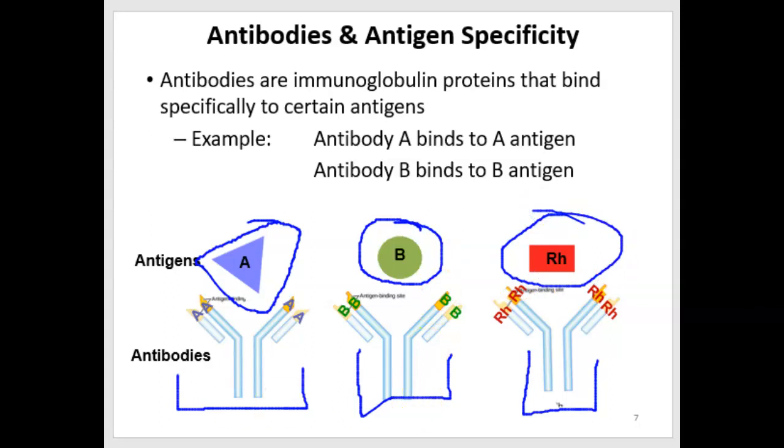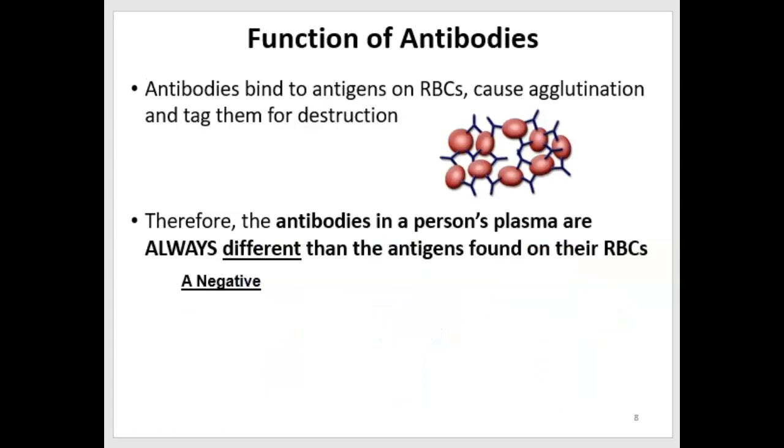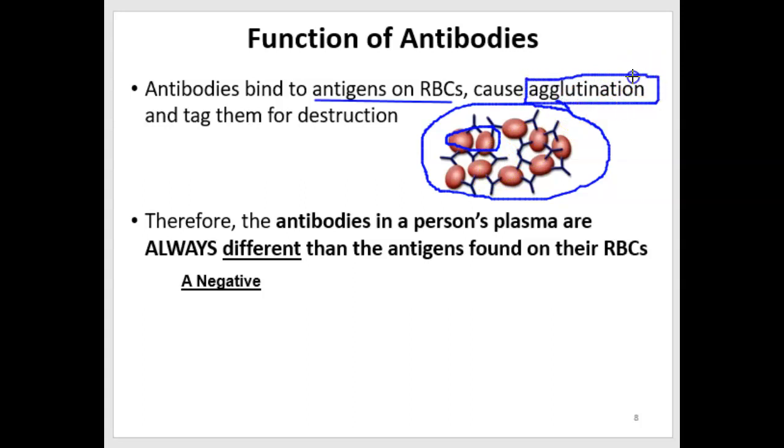Now, I briefly alluded to this: the antibodies can bind antigens on cells, red blood cells included. And when that happens, you get this aggregation of cells. The antibodies can bind to 2 different cells, and you get this big clumping. This is called an agglutination. It's not the same as a clot, okay? So we don't want this to happen in our own blood.